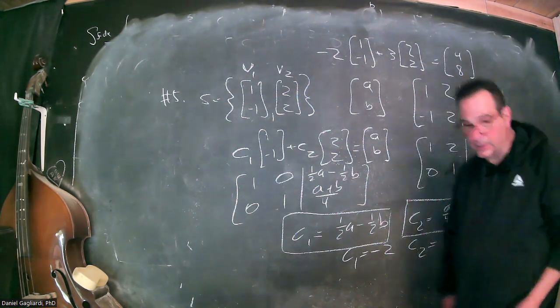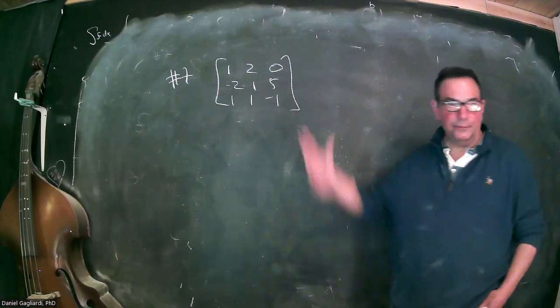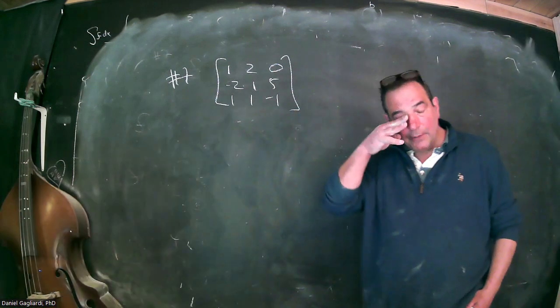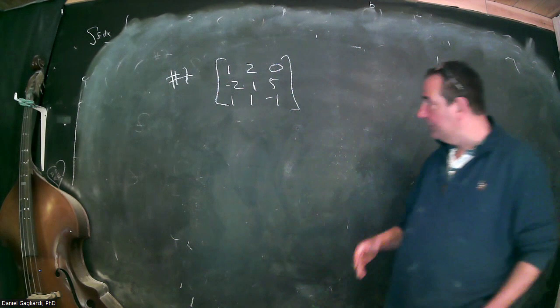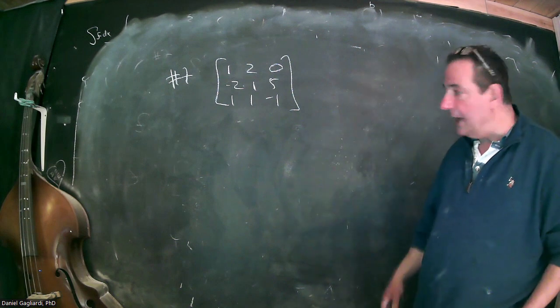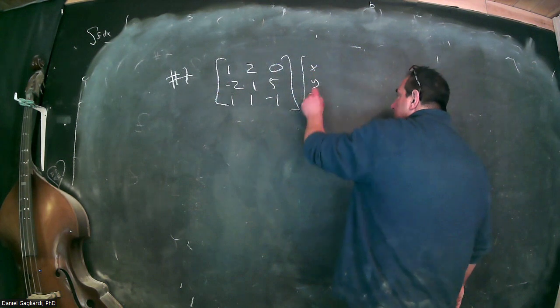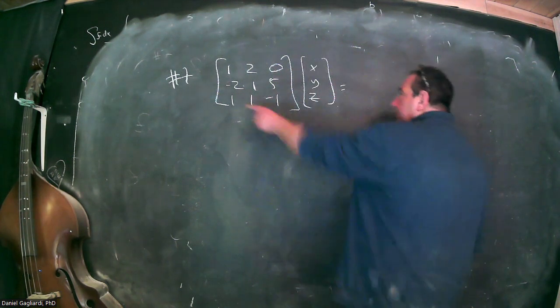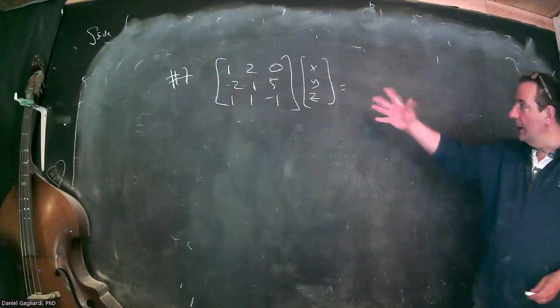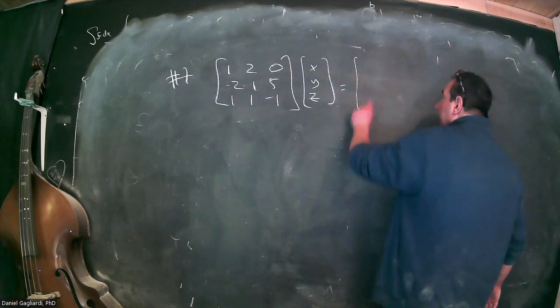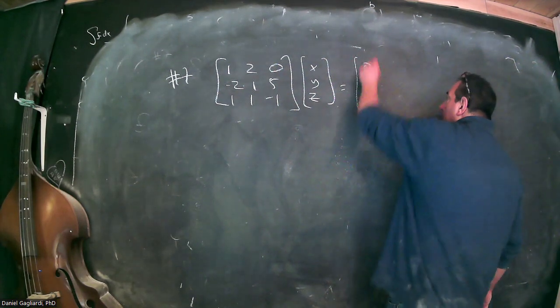Good. Okay, number 7, we want to find the null space of this matrix, the same matrix for which we found the column space before. Well, to do that, we look for vectors x, y, and z such that when we multiply the matrix by (x, y, z), we obtain a result of (0, 0, 0).